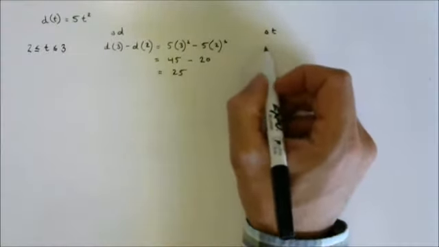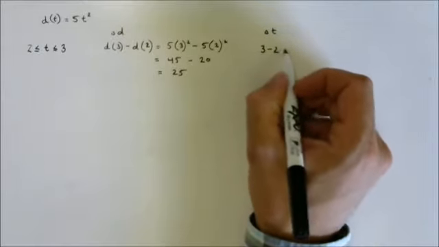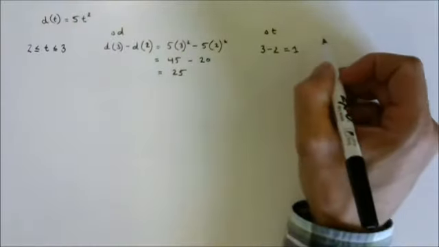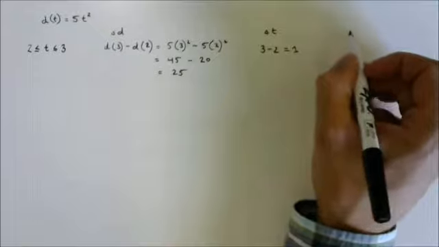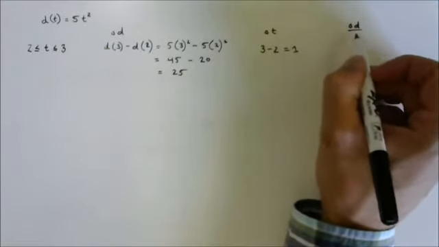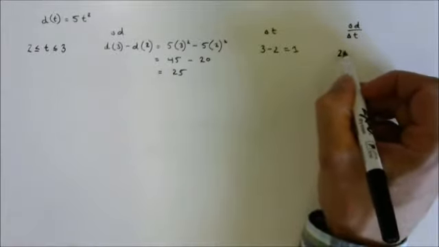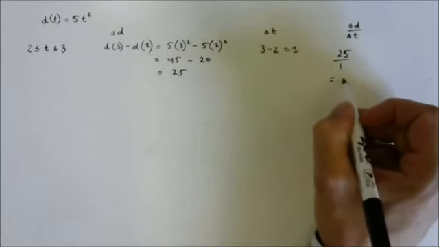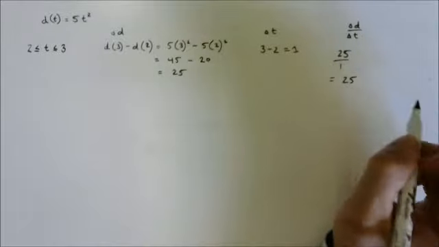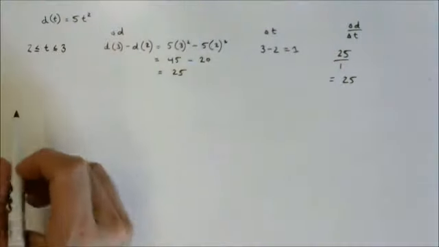Next column, the change in time is just your 3 minus 2. It's a 1 second interval. And then in your last column, we actually find the slope of this. We find the average rate of change, 25 over 1, which is just 25, and interpret it as meters per second.